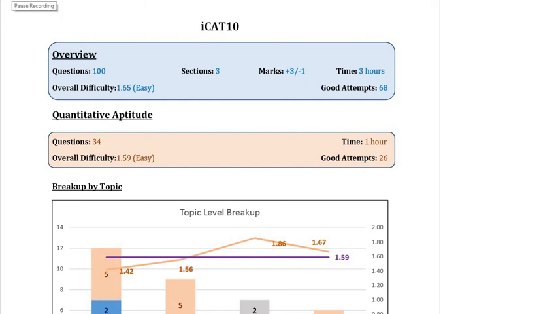Hello and welcome to the third and final part of our analysis of iCAT10. As we said, iCAT10 marks the last lap towards CAT with the release of 15 mocks before it.